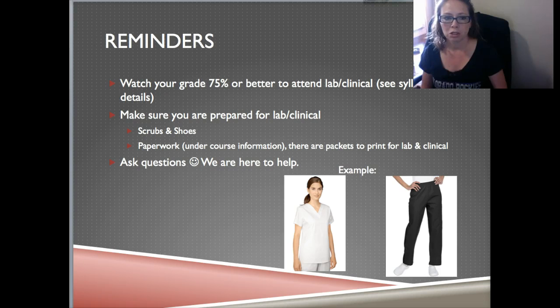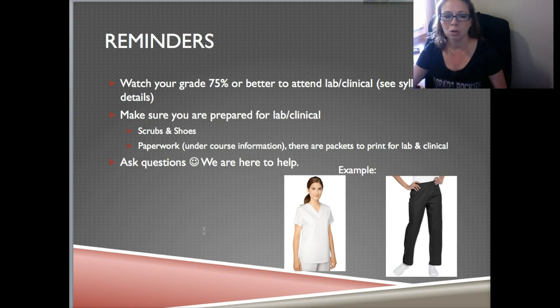Also, another reminder: make sure you're prepared for lab and clinical. The stuff that you need for lab is a packet of paperwork, which is located under course information. And also you can wear regular clothes to lab. However, for clinical, you are required to wear your scrub top and pants and white shoes. Like the sample down here at the bottom, here's a white top, here's some black pants, and here's some white shoes. We'll give you a name tag at clinical. Also make sure your hair is pulled back. And if you have any other questions regarding your dress code, make sure you see that policy under course information.